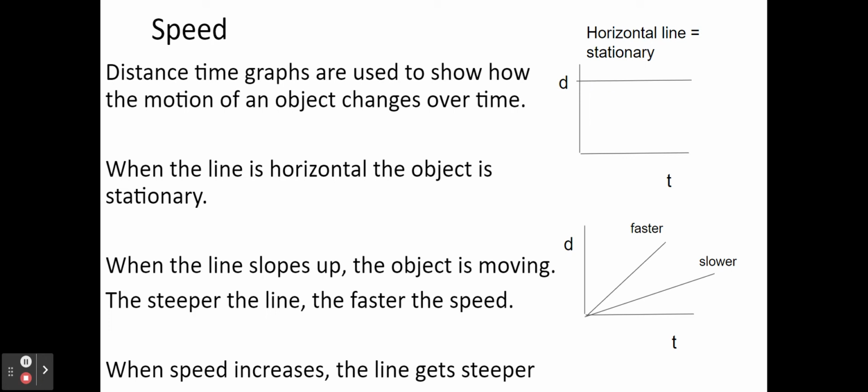Let's have a look at what happens if the line's slightly different. When the line slopes up, the object's moving because the distance and the time are changing. The steeper the line, the faster the object is moving. And when the speed increases, the line gets steeper and steeper, so you'll get a curve.